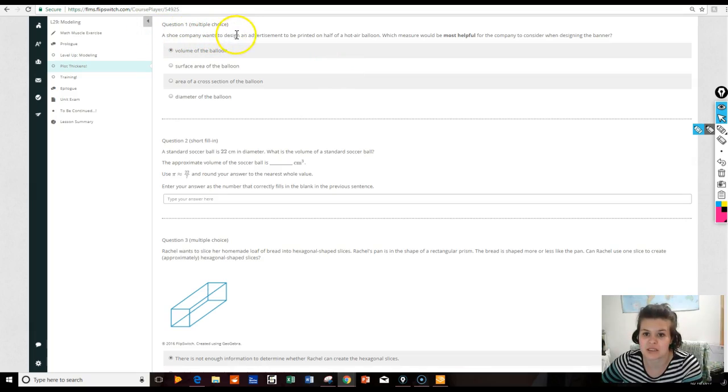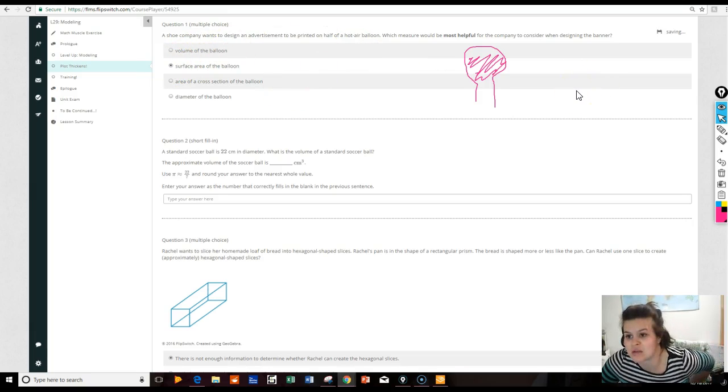So, a shoe company wants to design an advertisement to be printed on half of a hot air balloon. Which measure would be most helpful for the company to consider when designing the banner? Okay, a hot air balloon has a relative shape like this, but you're going to be on the outside of your advertisement. So they should worry about surface area, because that's what is defined to be the outside area of a shape.